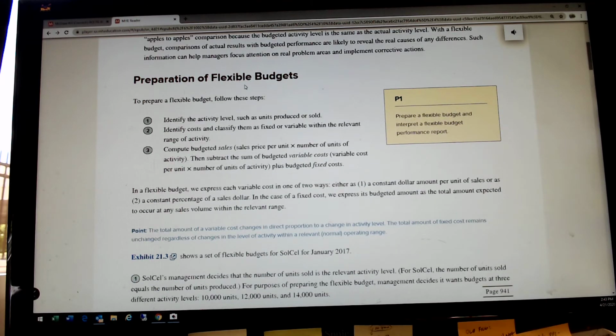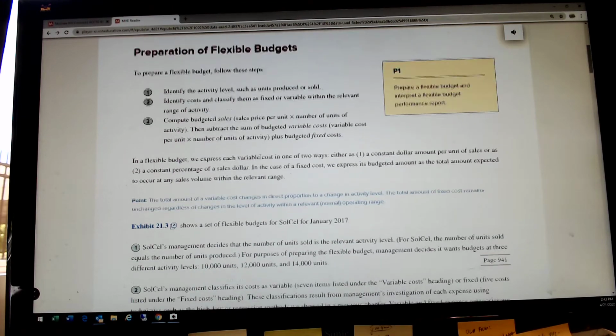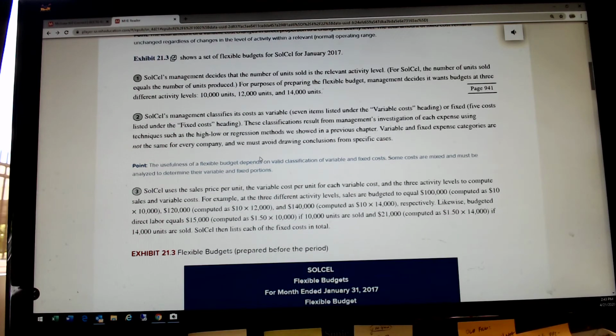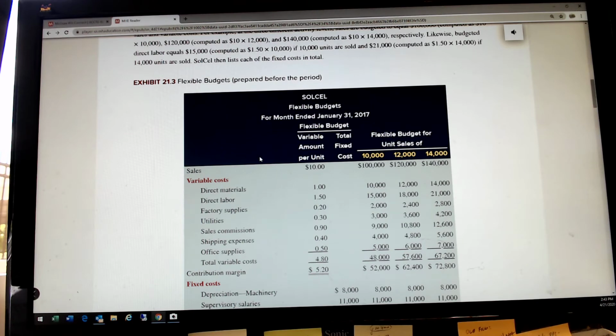So to prepare a flexible budget, it's a three-step process. First, identify the activity level, such as units. How am I measuring activity? Here I'm measuring it in number of units sold. Second, identify the costs as variable or fixed. Revenues are always variable. Third, compute or expand out the costs based on whether they're variable or fixed.